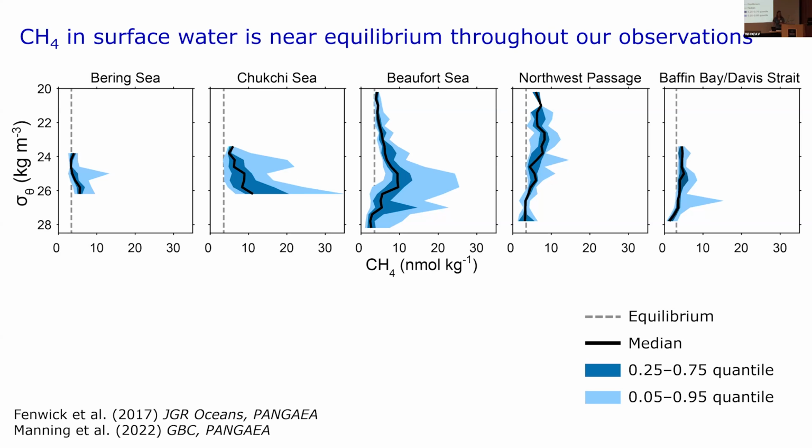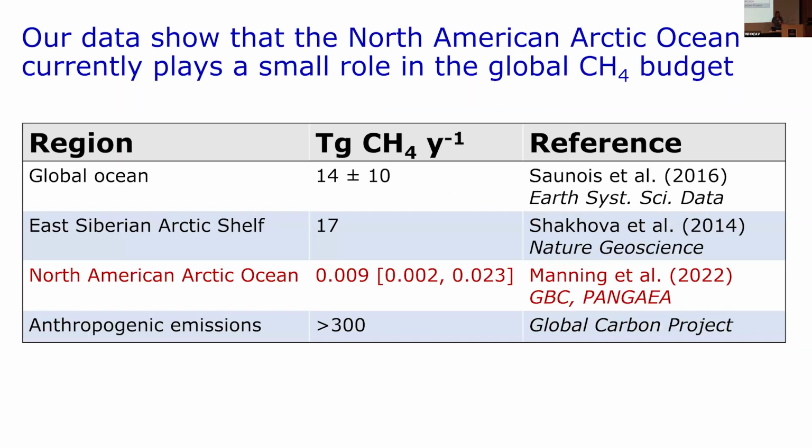So we're definitely not in the East Siberian Arctic shelf. And so I took all of these observations and quantified the methane flux from the North American Arctic Ocean and got a value of 0.09 teragrams of methane per year. And this is accounting for seasonal variability in ice cover.